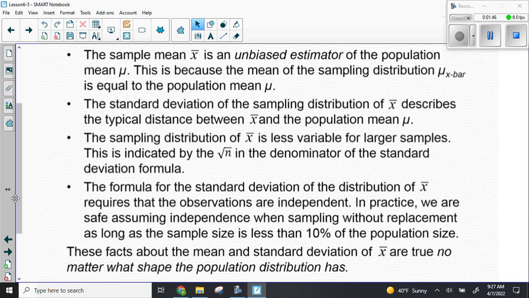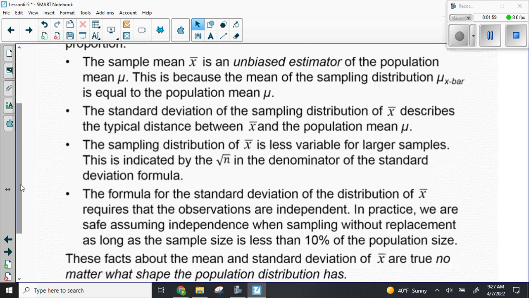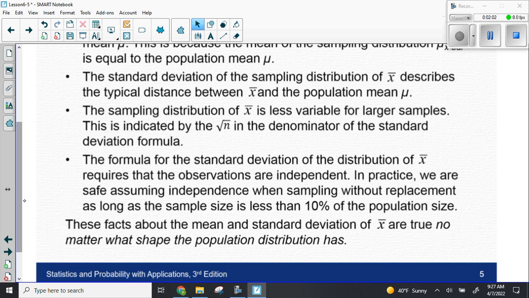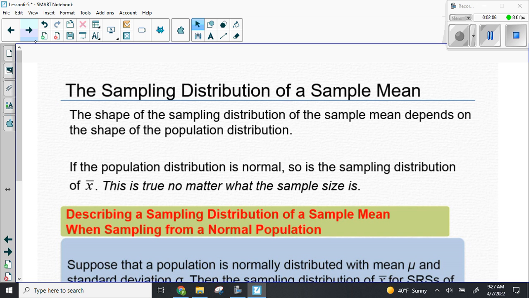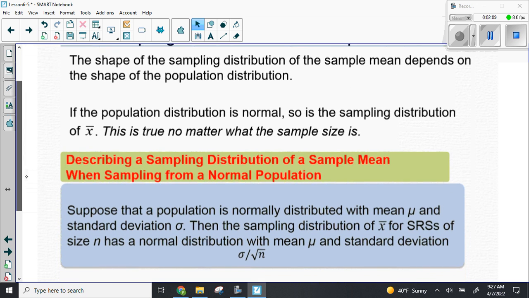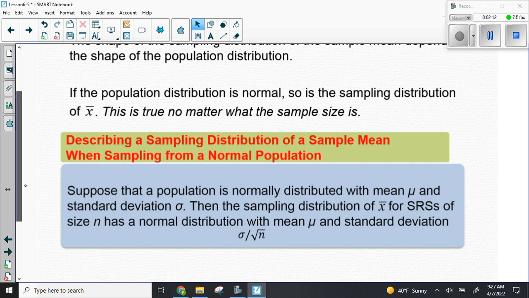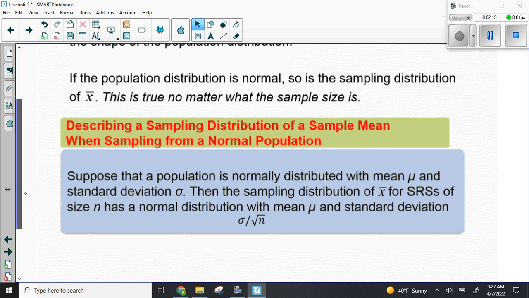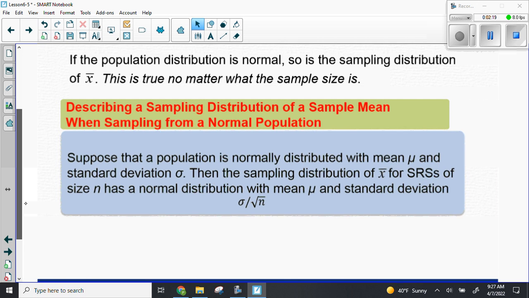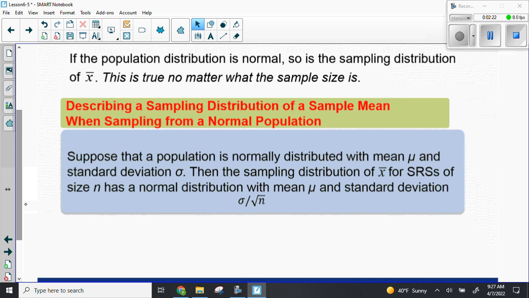Of course, the standard deviation describes the typical distance, or the average distance, from the value of a sample mean to the population mean. So if you want to describe it, there it is. And it's important to say that if you're sampling from a normally distributed population, then the distribution of your sample means is also normal.